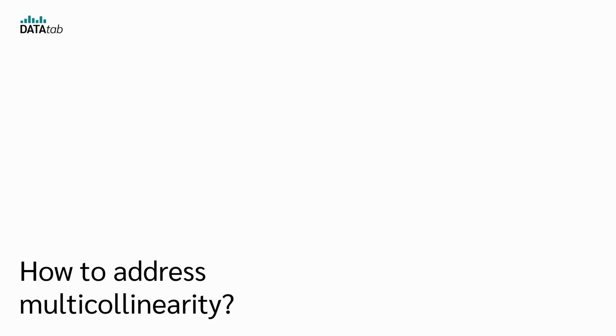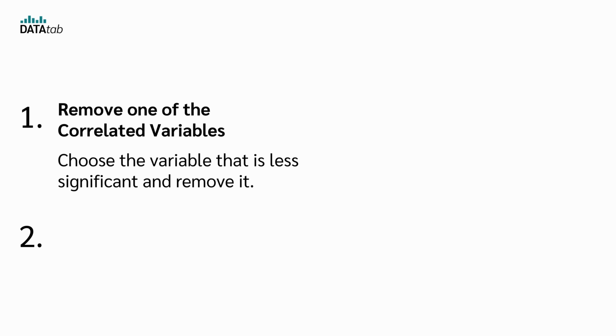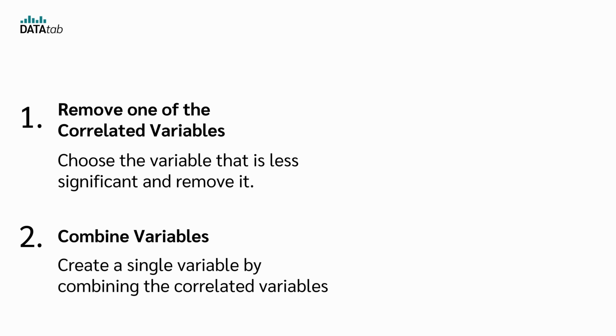Okay, but how to address multicollinearity? There are two common ways to address multicollinearity. Number 1. Remove one of the correlated variables. So choose the variable that is less significant and remove it. Or number 2, combine variables. Create a single variable by combining the correlated variables, e.g., taking an average.